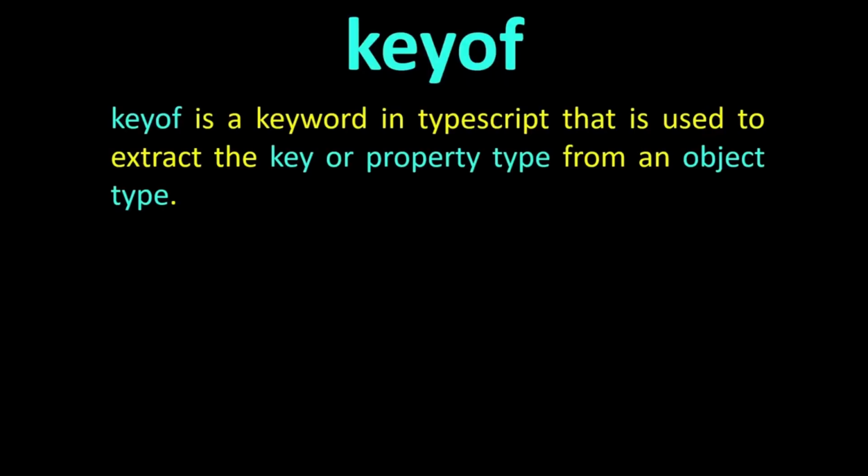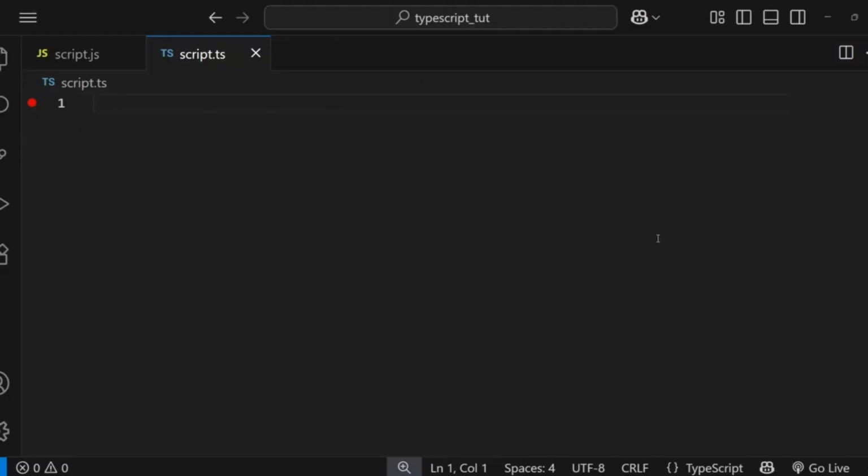First, let's look at the definition of keyof. keyof is a keyword in TypeScript that is used to extract the key or property type from an object type. What does it mean? Let's understand through an example. First, let's create an object, me, where we will define two properties as name and age.